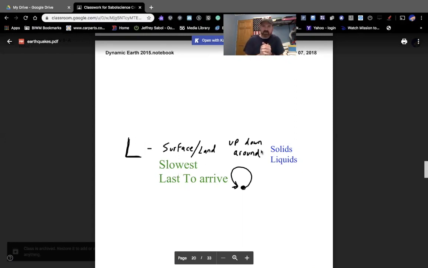The P arrives, then the S, and then you're going to wait a while longer, and then the L hits. The L wave is like an ocean wave going across the actual ground. It's devastating. And it can travel through solids and liquids. It's the slowest to arrive. And the motion is up, down, and around.